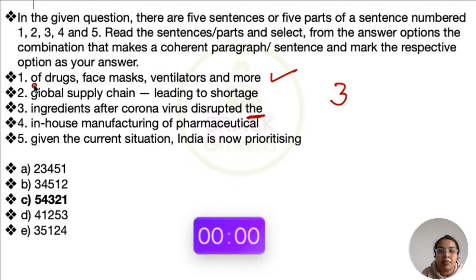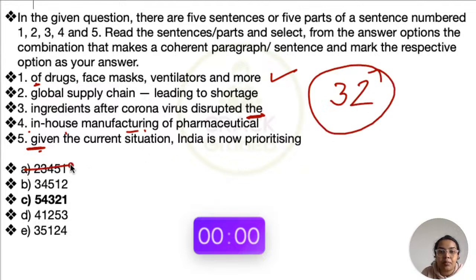The and a preposition of cannot come. The in-house manufacturing. The given the situation. This one cannot come. The global supply chain. Okay. So third with second makes sense. The pair exists just in one option. And now you check the option as well.